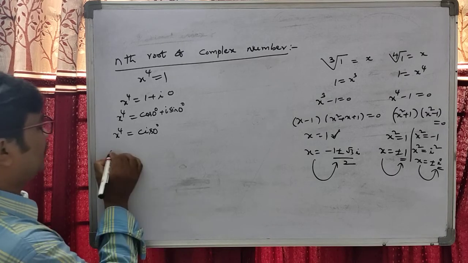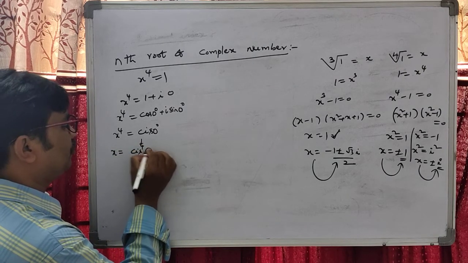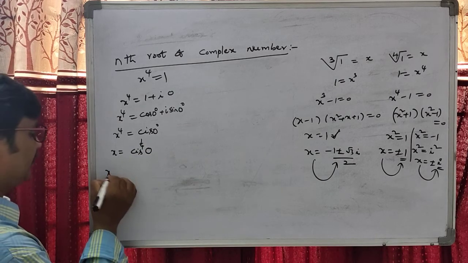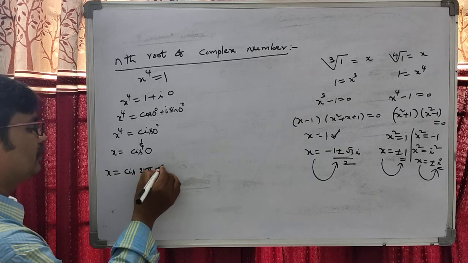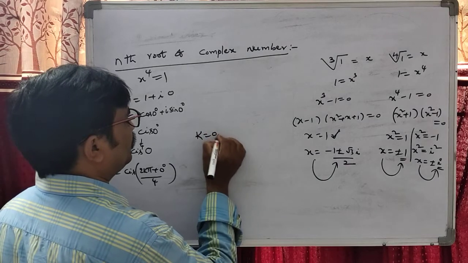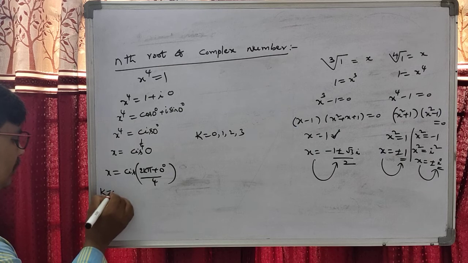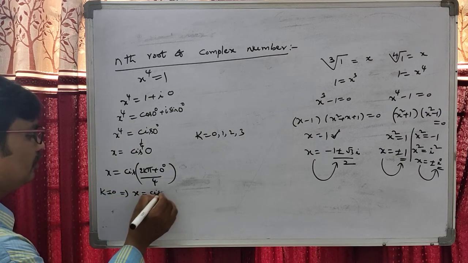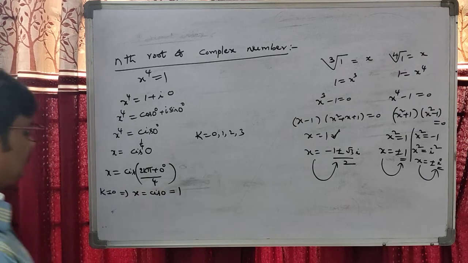Now we can write x equal to cis of 1 by 4 theta. How to write this? This is x equal to cis of (2k pi plus 0) by 4, where k equal to 0, 1, 2, 3. When we take k equal to 0, x equals cis 0, which is cos 0 plus i sin 0, that is 1.